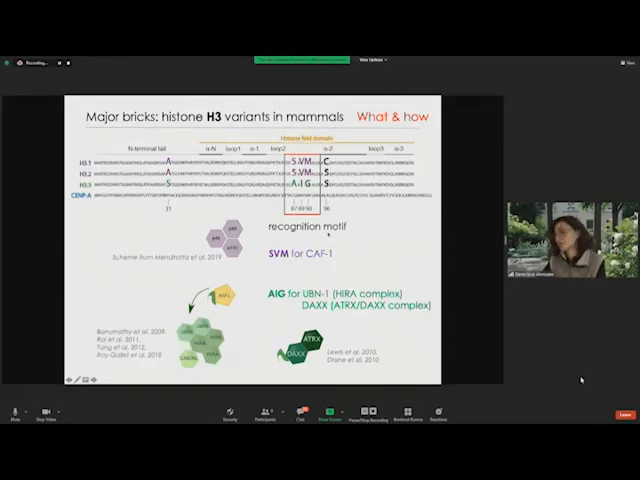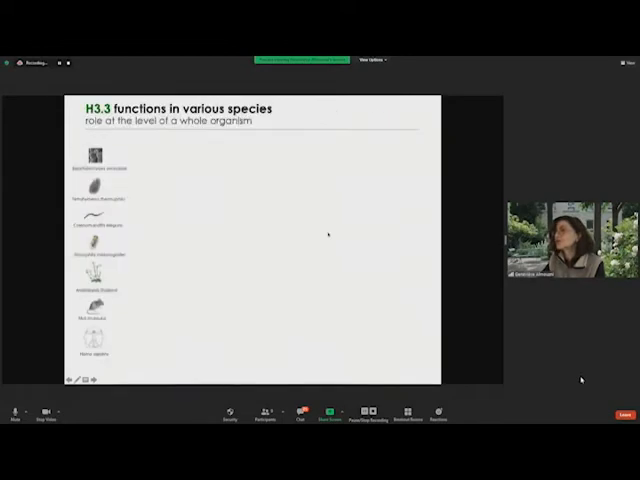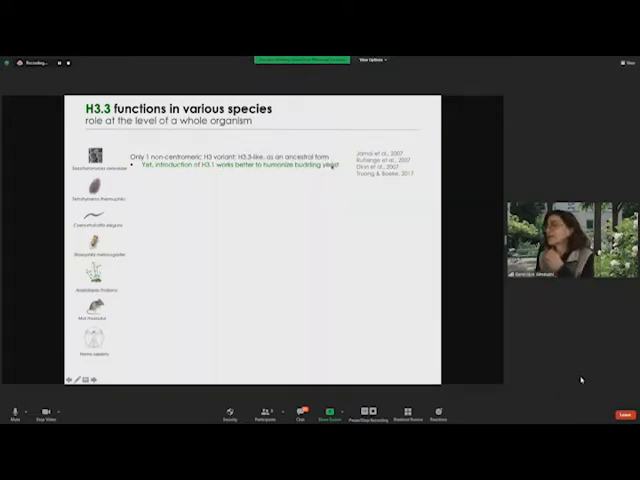But is that all? That was the question we had in mind, especially considering the function in various species when considered at the level of a whole organism. In cerevisiae, there's only one non-centromeric H3 variant, which is mostly like H3.3 as an ancestral form. Yet introduction of H3.1 works better to humanize budding yeast because there are some additional adaptations. So this is quite an interesting model.